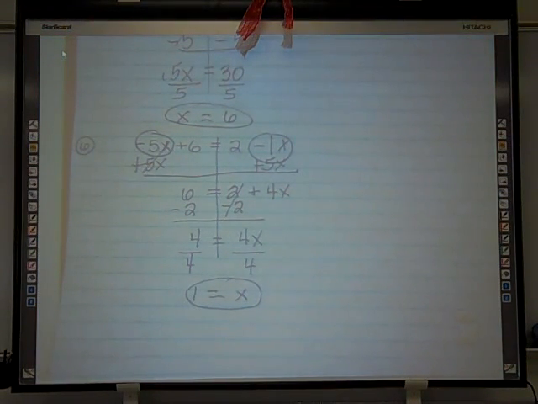Now keep studying variables on both sides, combining like terms. Your test will be in 2 days, so make sure that you know all of those types of equations.